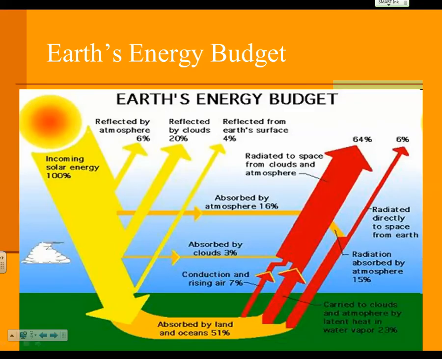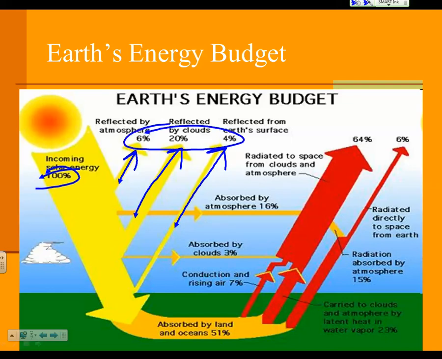Now they all play a part in something called Earth's energy budget. And this is an interesting diagram to look at, because what we have here is 100% incoming solar energy. And some of that energy doesn't make it to the Earth's surface. It's reflected by the Earth's atmosphere, by clouds, by the Earth's surface. And if you add up these numbers, you get 30%. That means 70% is reaching the Earth's surface. Now, if you add up these numbers over here, the energy coming off the Earth, that's also 70%.